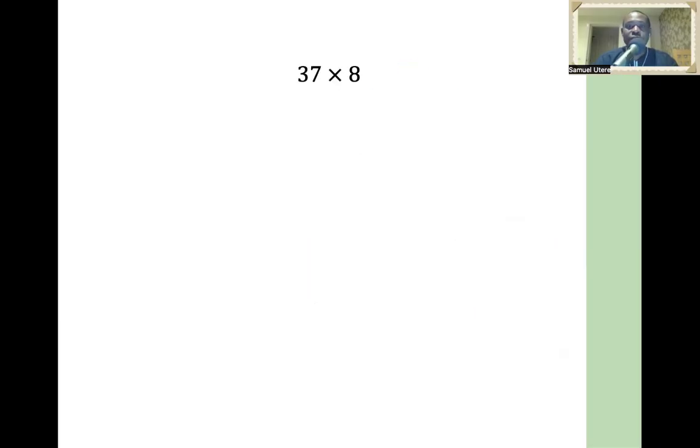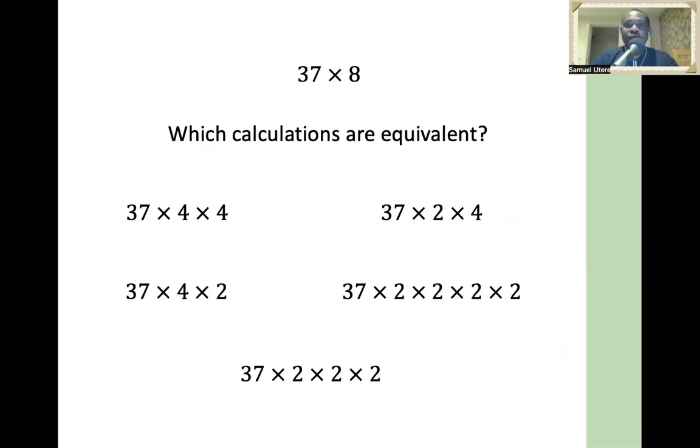Okay. But what about this one? Look at these different calculations. Which calculations do you see below that are equivalent to this? Have a think.